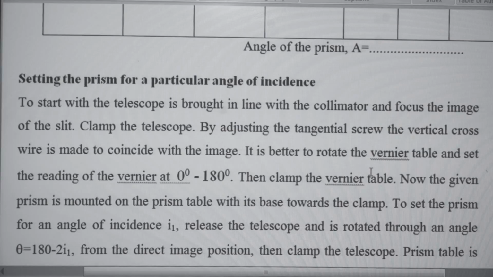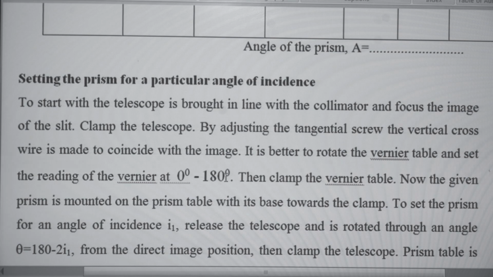Now the second part, that is setting the prism for a particular angle of incidence I, and then determining the value of I2, that is the main part of the experiment. For that, initially the telescope is brought in line with the collimator, so we obtain the slit image on the telescope. Then the telescope is fixed there. Now we move the vernier table so that one vernier reads 0 and the other vernier reads 180. That is the initial step.